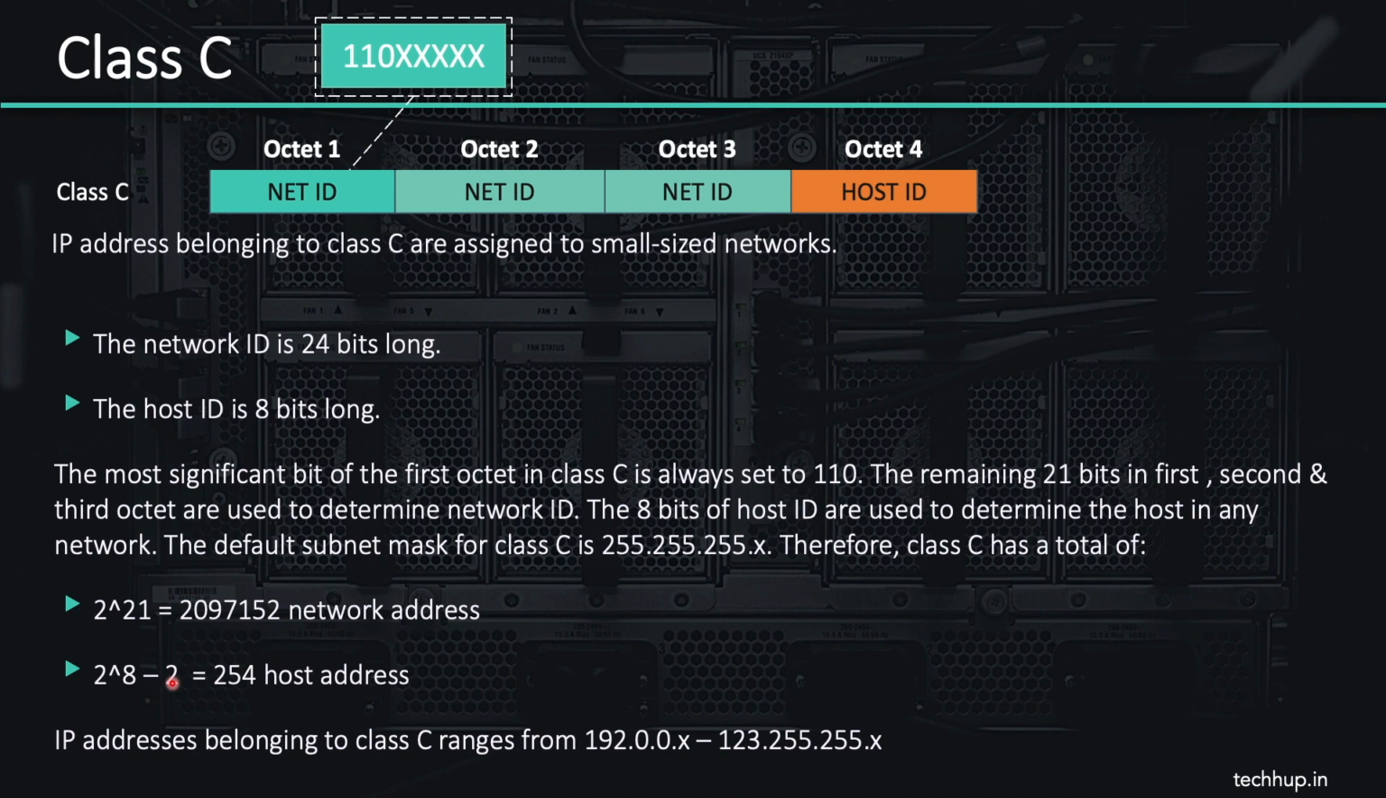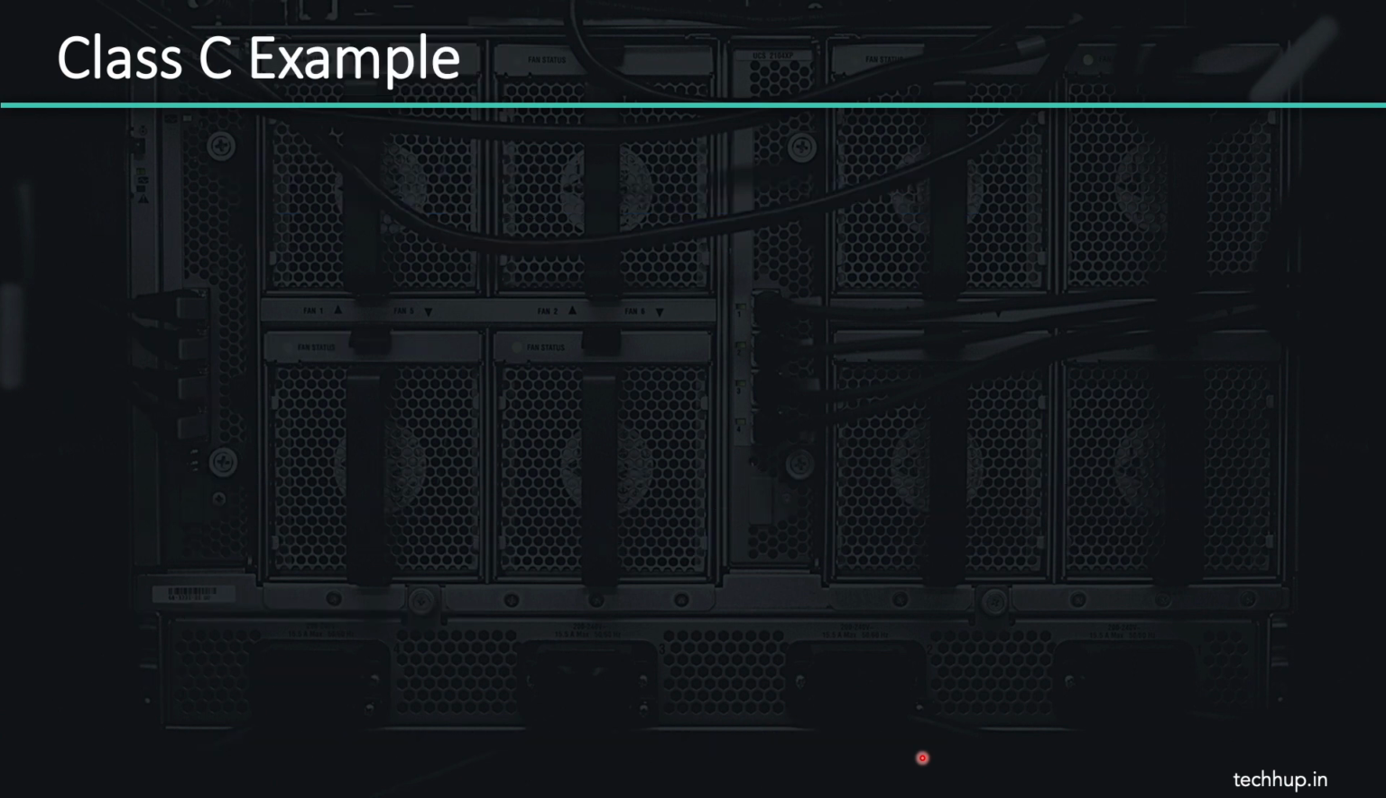So we remove those two IP addresses from the range, and we get 254, which is the number of hosts that can be supported in a Class C IP address. And again, this is a reference to the IP range that is possible in a Class C IP. Now let's have a look at a Class C example with an actual IP address.